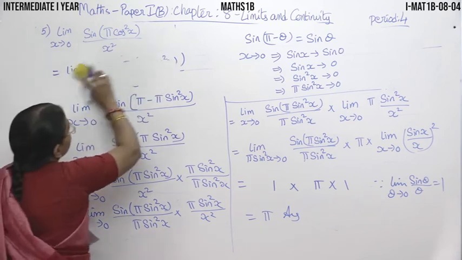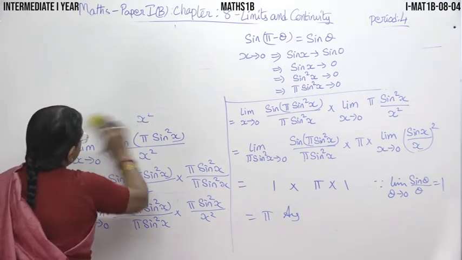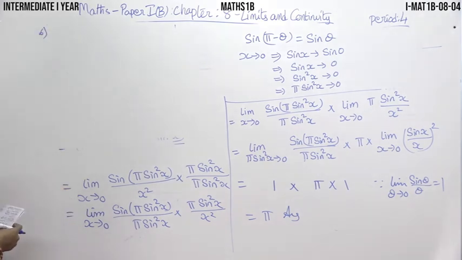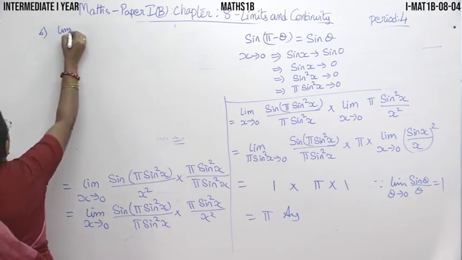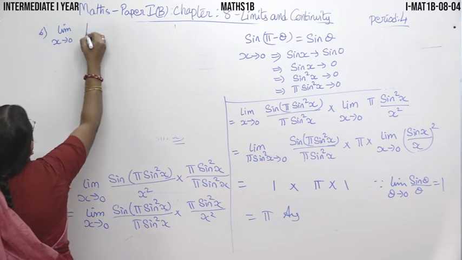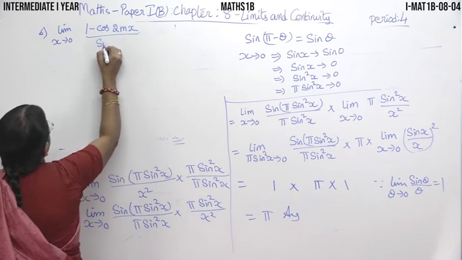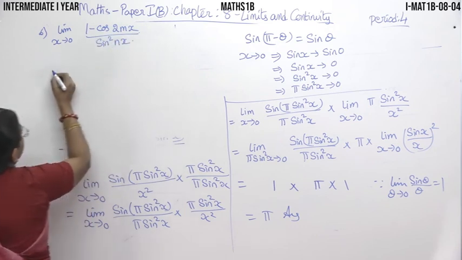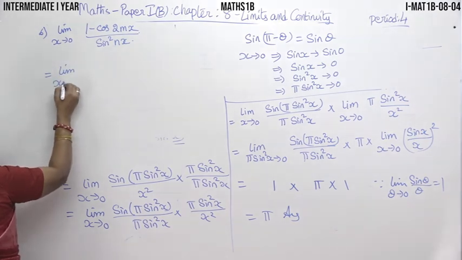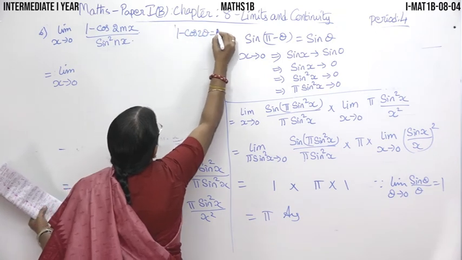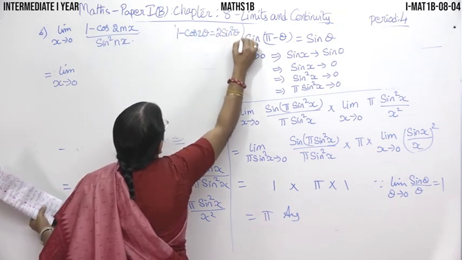Okay. Now we'll do the next problem. Okay, sixth problem. Limit x tending to 0 of 1 minus cos 2mx by sine square of nx. So here we have the formula: 1 minus cos 2 theta is 2 sine square theta. This is the formula in trigonometry.